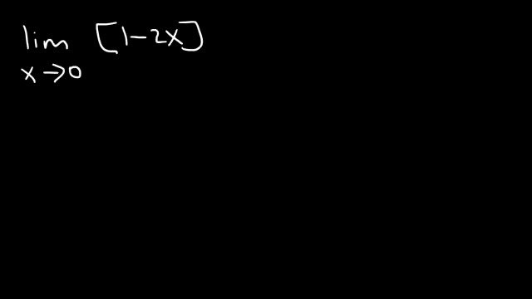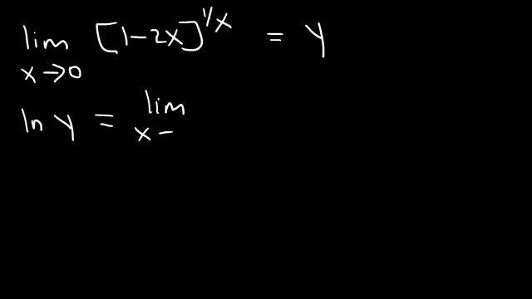Let's try one more example. What is the limit as x approaches 0 of 1 minus 2x raised to the 1 over x? Go ahead and try that. So first, we're going to set that equal to y. And then we're going to take the natural log of both sides. So ln y is going to be the limit as x approaches 0, ln of 1 minus 2x raised to the 1 over x. Basically, I reversed the equation. I want y to be on the left side. So now that I have the natural log, I can move the 1 over x to the front.